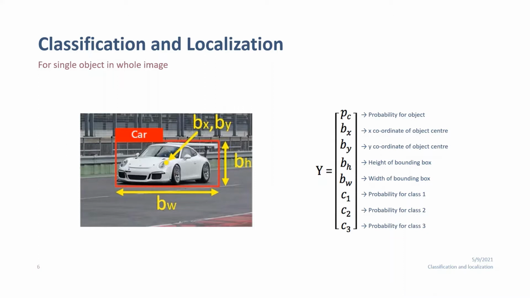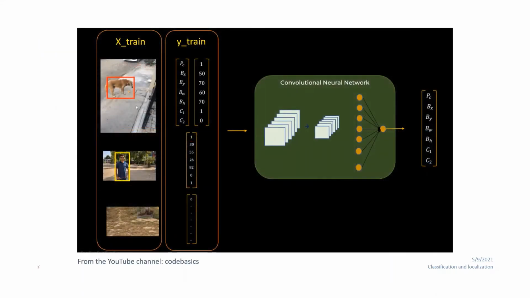Bx and By are the coordinates of the center of the bounding box. Bh and Bw are the height and width of the bounding box respectively. C1, C2, C3 are the class probabilities. That is, if the object present in the image belongs to class C2, the value of C2 will be 1 and the value of C1 and C3 will be 0. To prevent the explosion of the numerical values, we will keep the measurement in the image from 0 to 1. That is, the origin will be at (0, 0) and the other end will be at (1, 1).